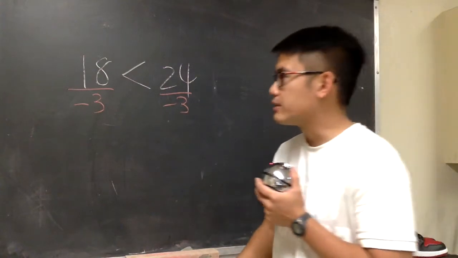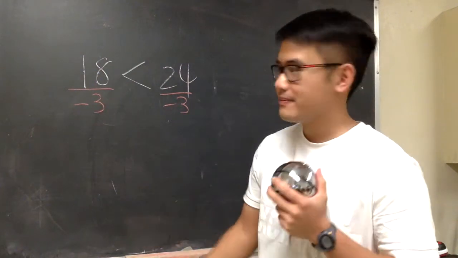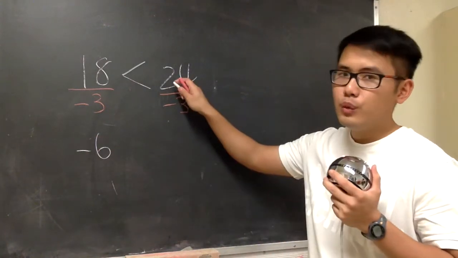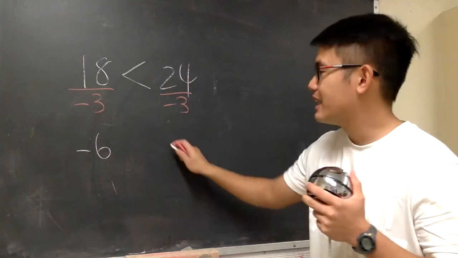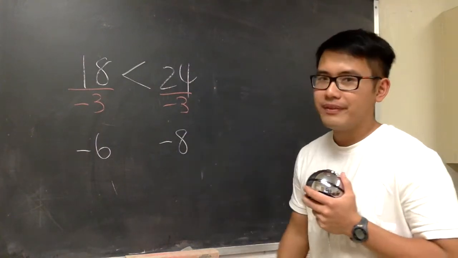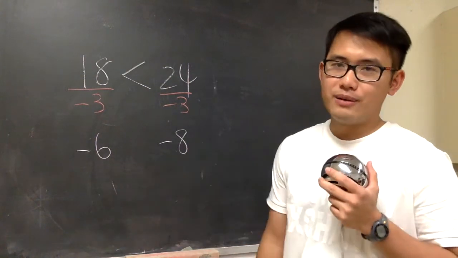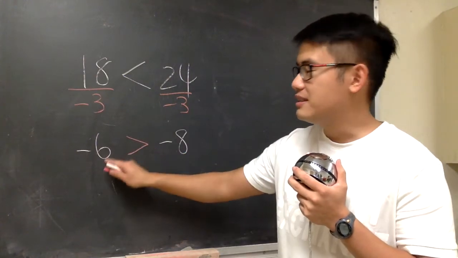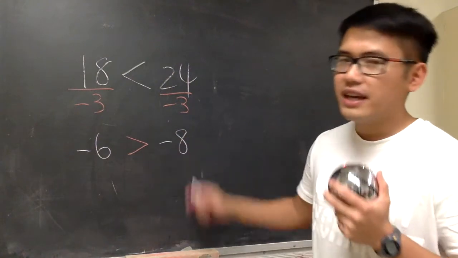And now let's work this out. 18 divided by -3, we get what? This is going to give us -6. And here we have 24 divided by -3. We end up with -8. And now, let me ask you, which number is actually bigger now? The answer to this is -6. It's actually bigger. -6 is bigger than -8.